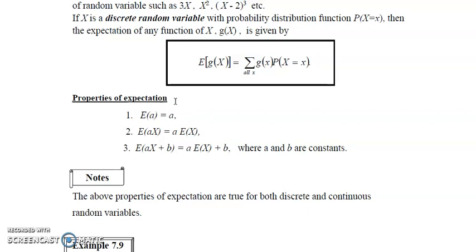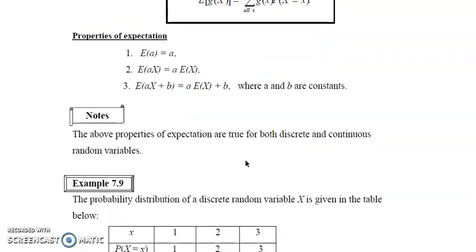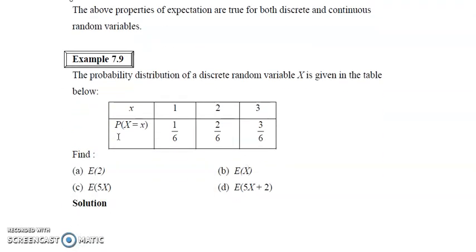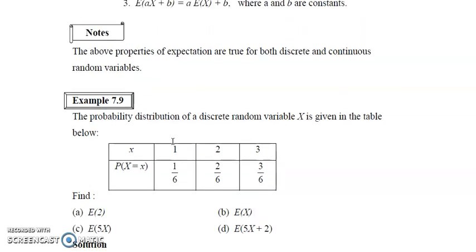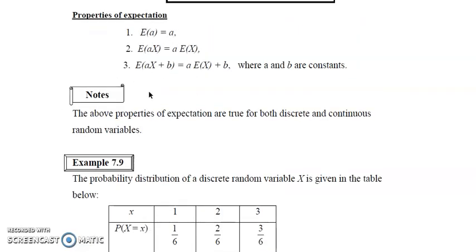The properties of expectation. Please highlight, please put in your notes. E(a) will be equal to a, E(aX) will be aE(X), E(aX plus b) will be aE(X) plus b. So it is important for you. 7.9, we don't have a solution. Okay, just try it first. This is how you can use the properties here. Okay, this is your time to study by yourself, of course, right?